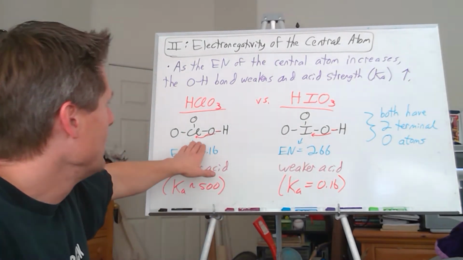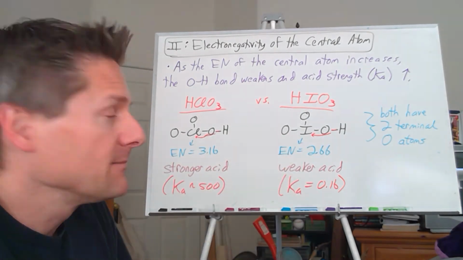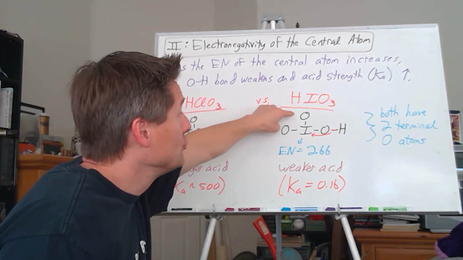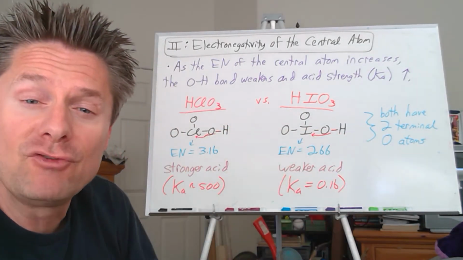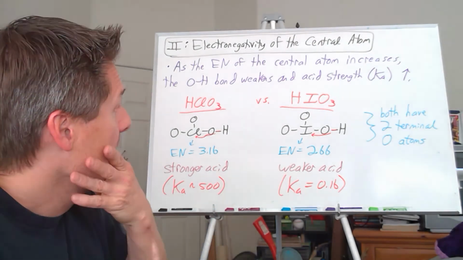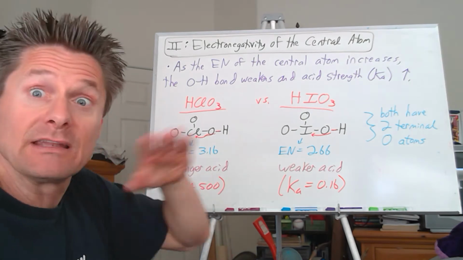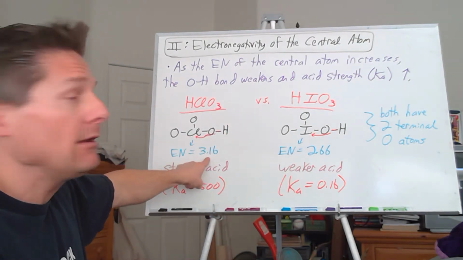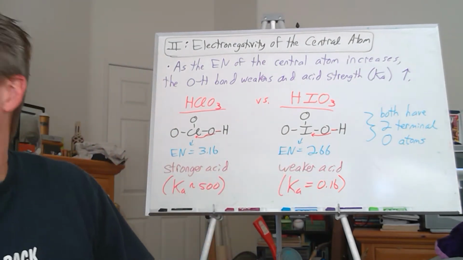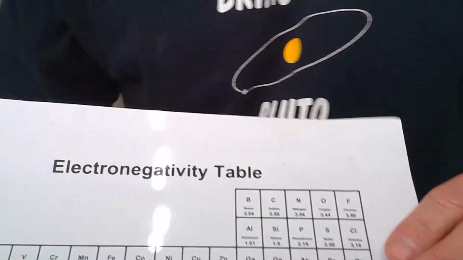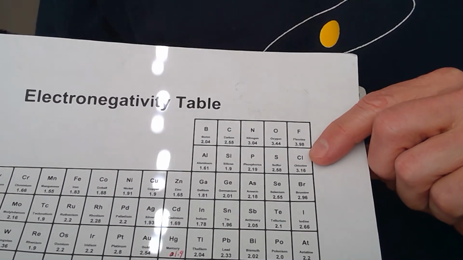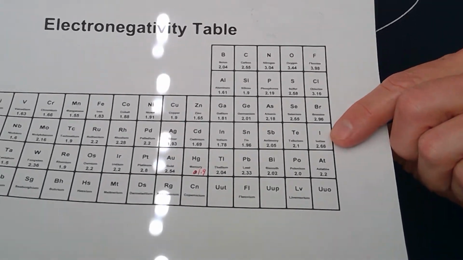So you can compare, say, chloric versus iodic acids, right? I got 2 terminal oxygen atoms on this one, 2 terminal oxygen atoms on that one. So they both have 2 terminal oxygen atoms, so we don't have to worry about that factor. If those were different, we'd be done. So let's look at the next factor, the next level. What's the electronegativity of chlorine? 3.16. What's the electronegativity of the iodine? 2.66. So you just look on your trusty electronegativity table here, and you can see, right, chlorine's a 3.16 there, iodine's a 2.66 there.